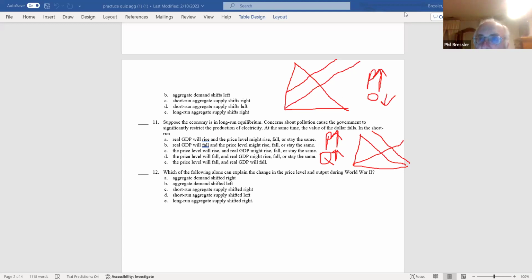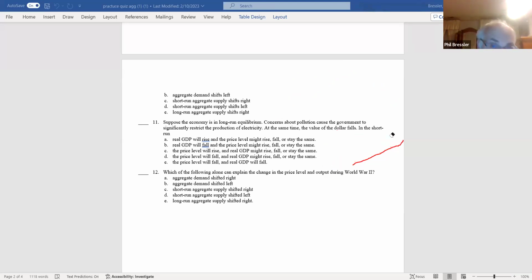Again, use the two graphs as I did. The hint is at the same time or simultaneously. To me, the hint is that it's a double shifter. I think there will be a double shifter on your quiz, just handle it the same way.